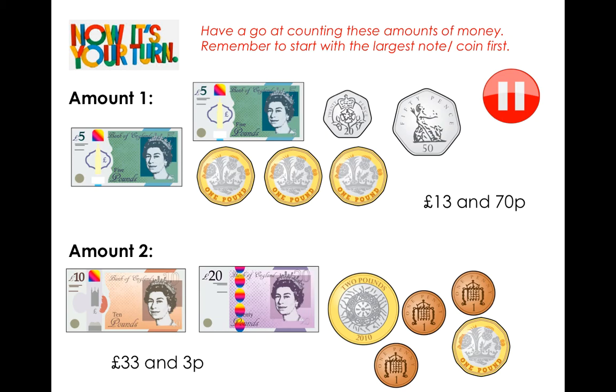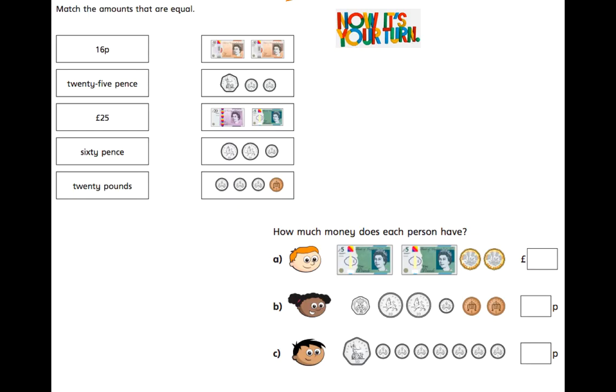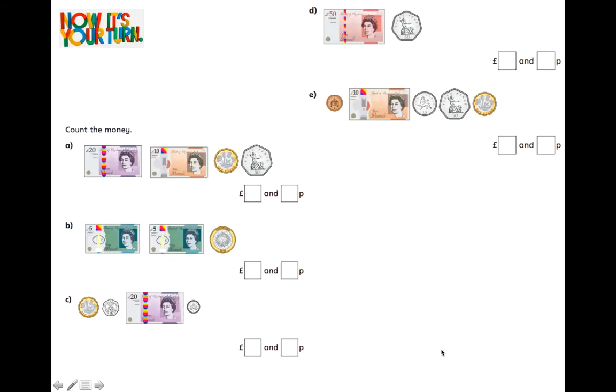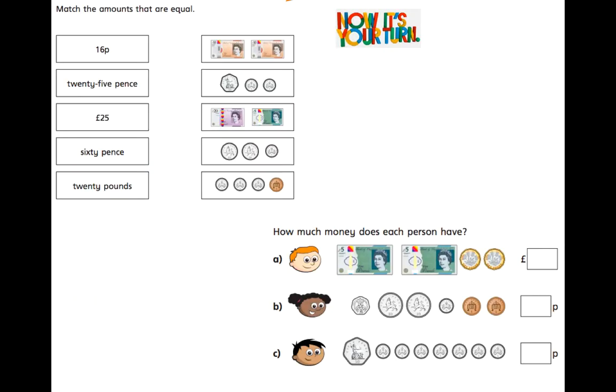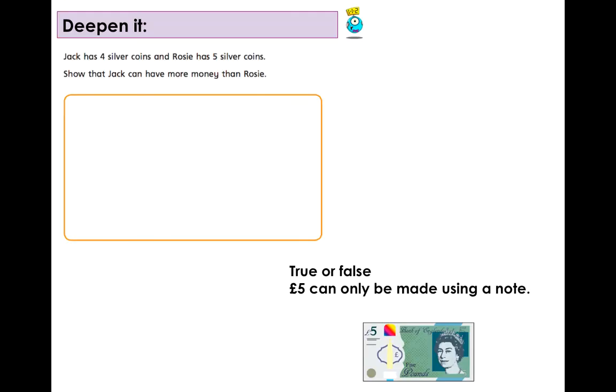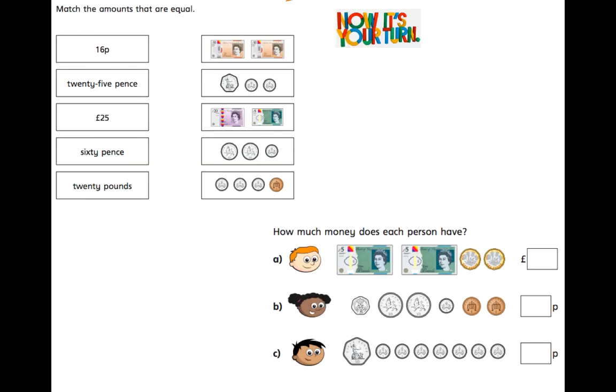Super. Okay, if you need to, just rewind the video and recap anything that you need to now. Now your activities today, you've got some more money work, so matching up the amounts that are equal, so the amounts that are the same. And then you've got some money here to add up, okay? And then some more money to add up in pounds and pence. So remember the pound sign comes first and then the pence comes afterwards. And then two little challenges there for you to have a go at. Okay, as usual, the answers are just coming up afterwards so that you can have a look and see how you did with your work.